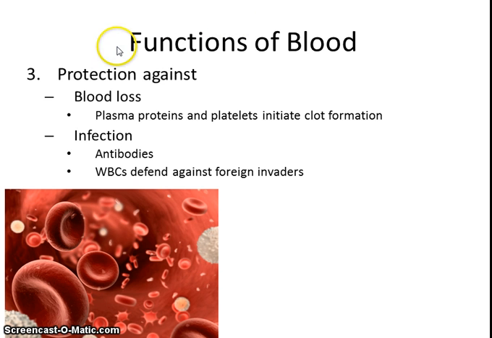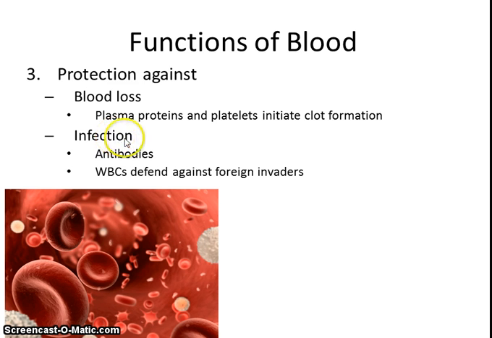And next, it functions as a protection. First, it helps protect itself against blood loss. In your blood itself, you've got platelets, these little pieces of cells, and these plasma proteins that are dissolved in your blood to help reduce blood loss. Whenever you have damage, it forms a clot.